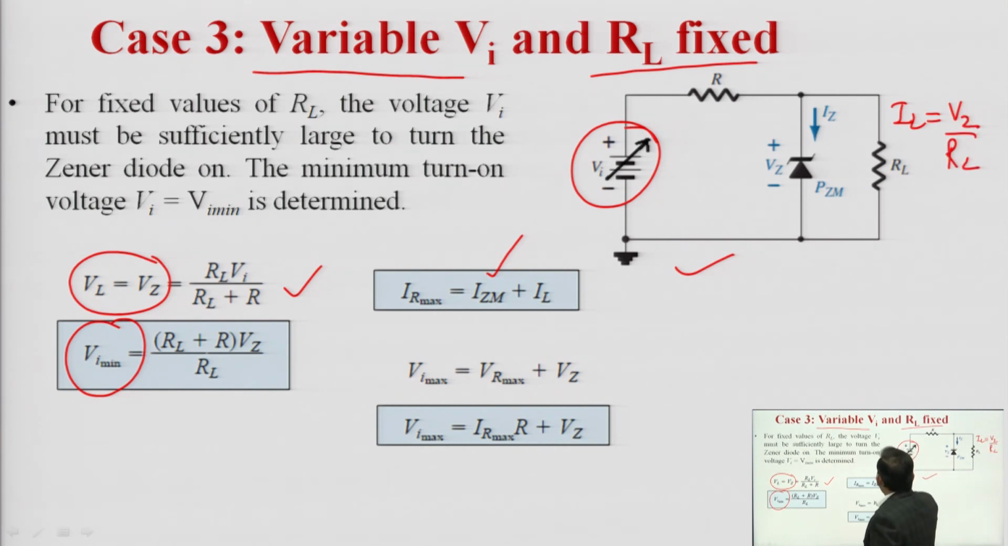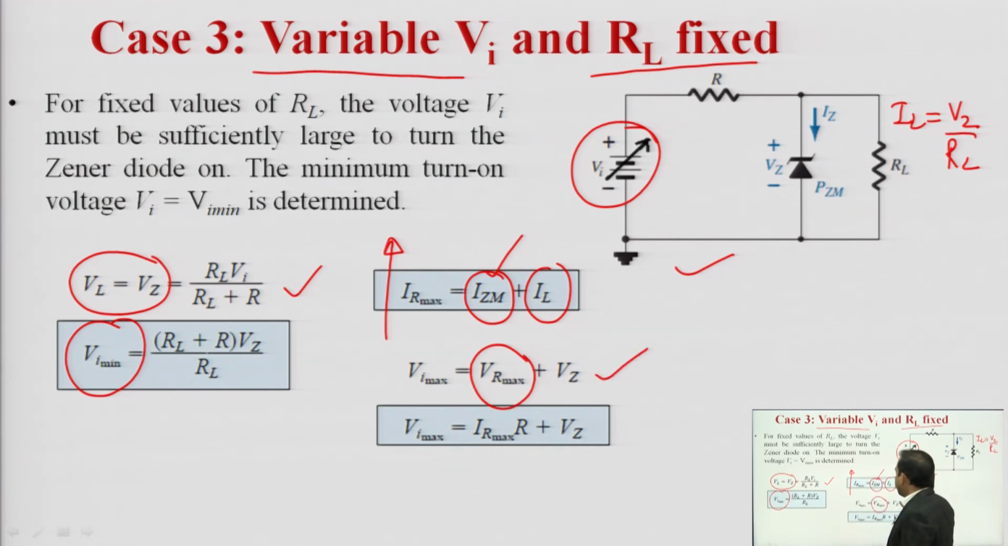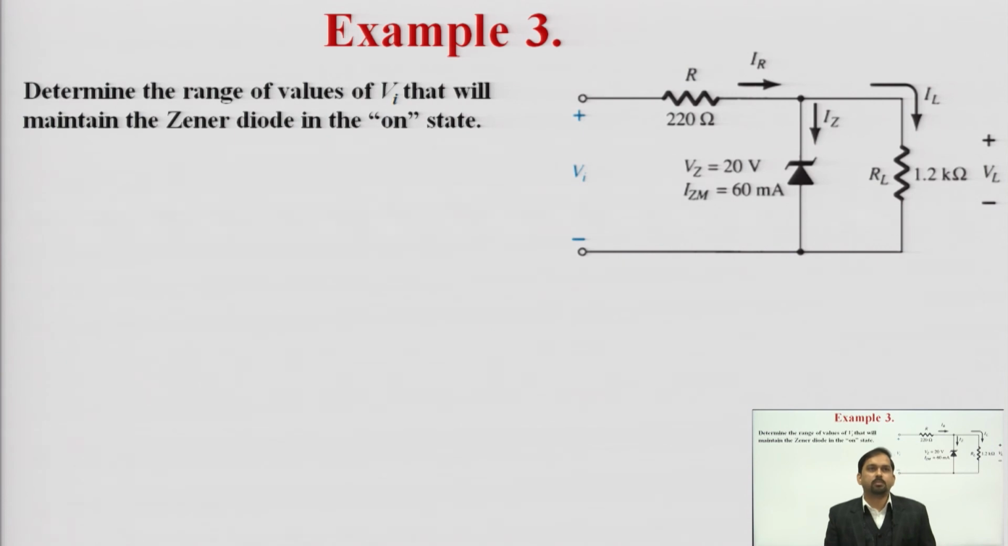This IL is fixed, so once the current through this resistance is maximum, the voltage drop across the resistance is also maximum. So, we can calculate the maximum value of input voltage. Based on this we have the same question, we can solve this.